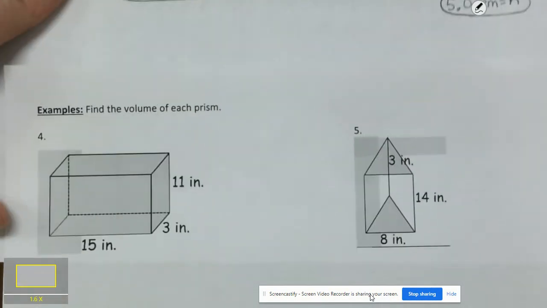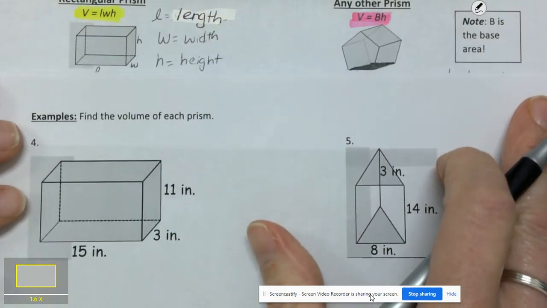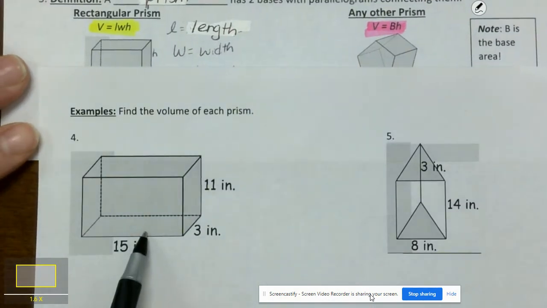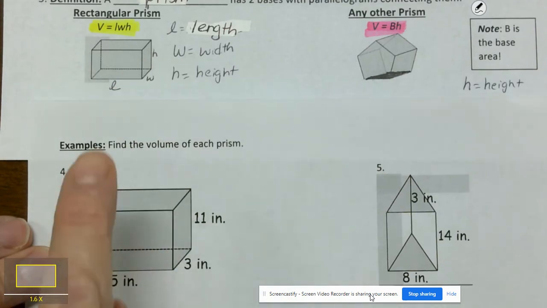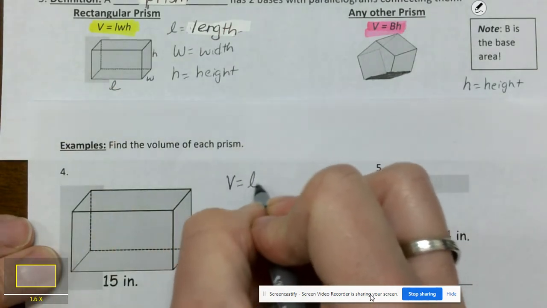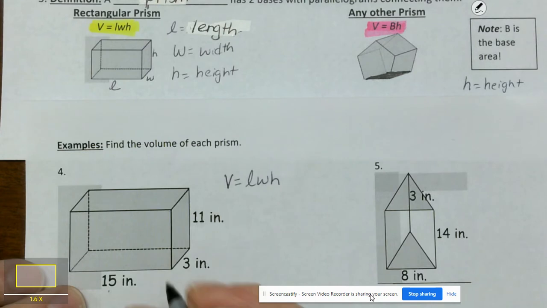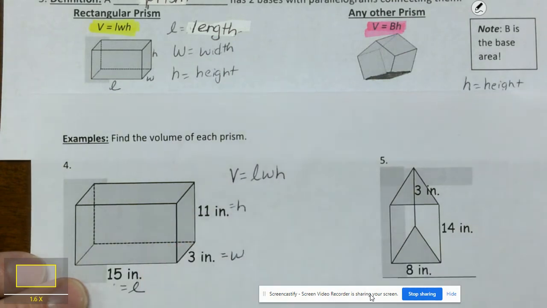So let's look at some examples of how we would use this, and I'm going to put that right up at the top so we can see there. Okay, so these are my two formulas. So let's look at example 4 here. All right, example 4 looks like this rectangular one. So I know that I'm going to be using the V equals LWH formula because I have a rectangular prism. All right, so you'll notice here, my length is 15, my width is 3, and my height is 11.